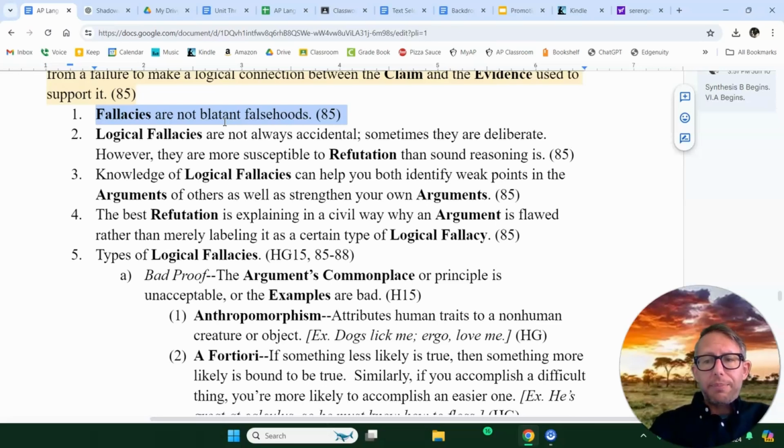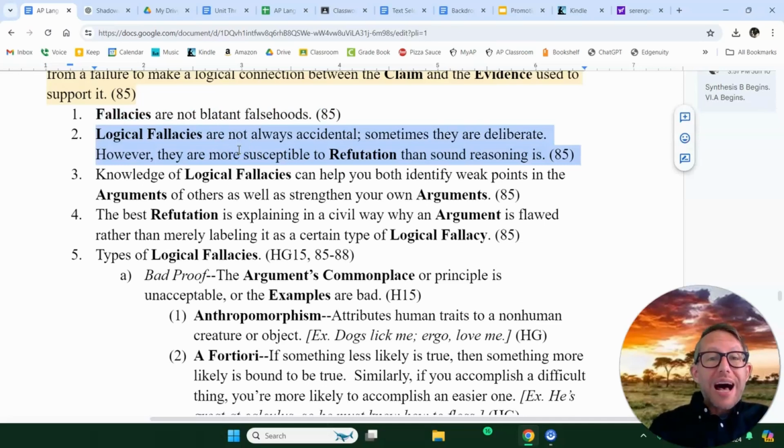So don't think just straight up lying. Rhetoric is not just straight up lying. You hopefully aren't devolving into straight up falsehoods. And there's no easier way to lose your ethos than to offer blatant falsehoods to your audience. So keep that in mind. Logical fallacies are not always accidental. Sometimes they are deliberate, and that's an important thing to remember.